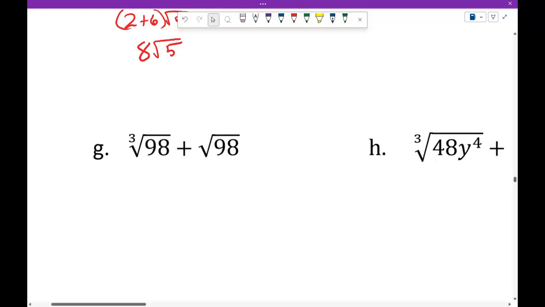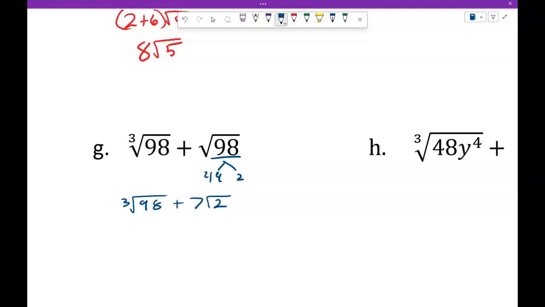Here we've got a mismatch on the indices, so we know we won't be able to add them, but we do want to simplify where we can. Since I can simplify the square root of 98 as 49 and 2, we can reduce this to the cube root of 98 plus 7 square root of 2.